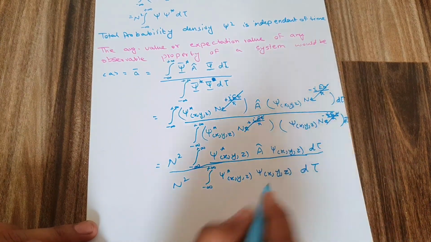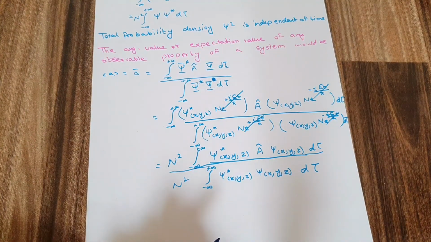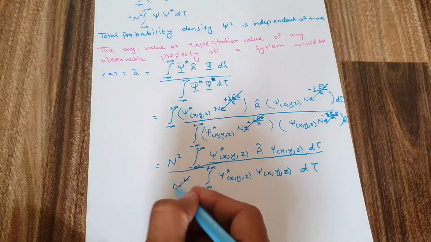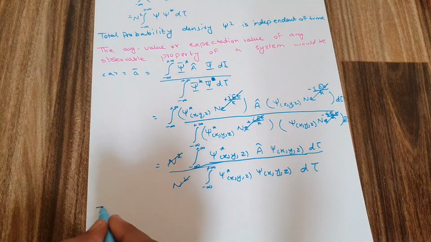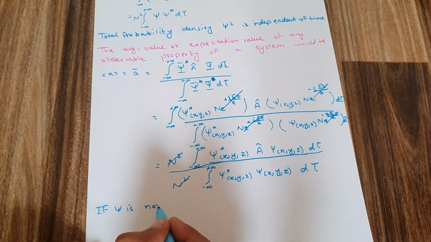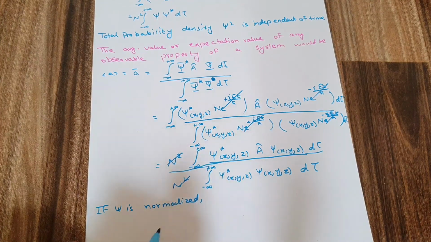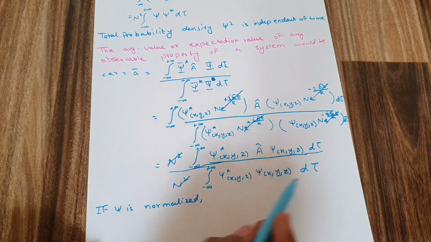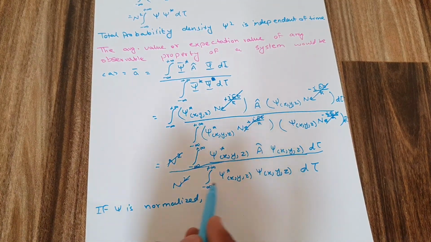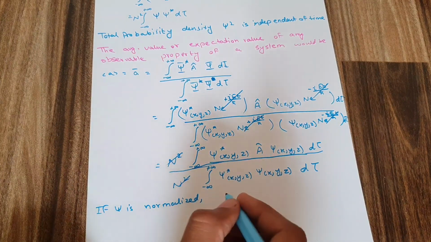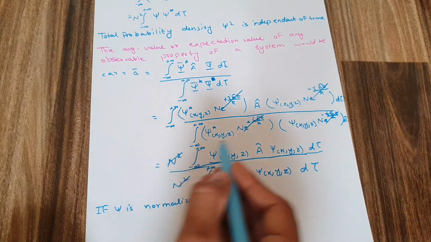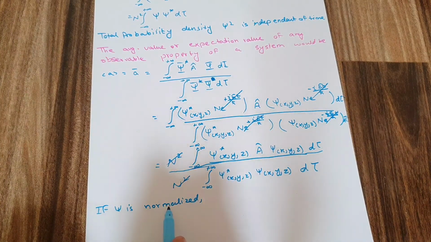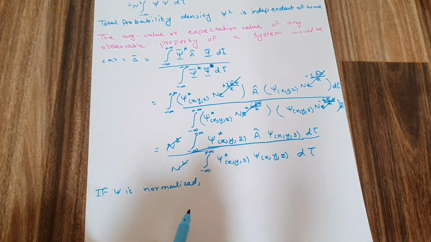The next thing you can see is that this n square cuts down with this n square. If my psi is normalized, I can say that this part is equal to 1. If psi is normalized, it means that the probability of finding the particle will be equal to 1. So I can take this part to be equal to 1, and I am left with only the upper part of the equation, because this part becomes equal to 1 since psi is normalized. You remember the rules for normalization.